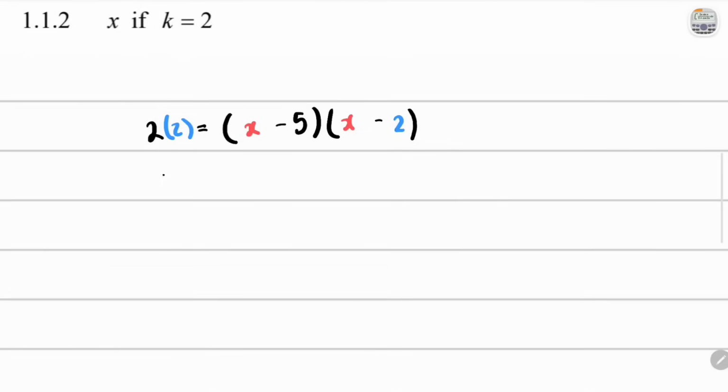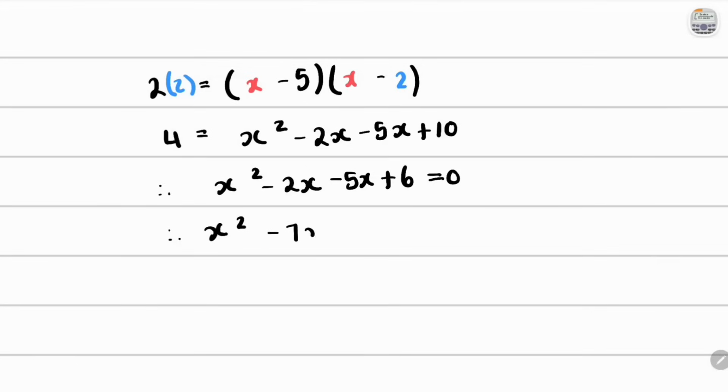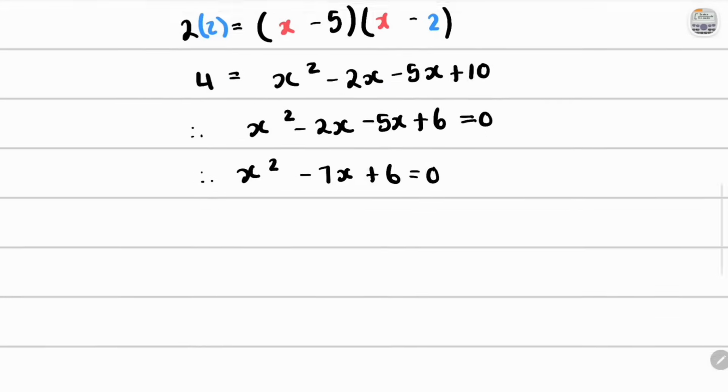So we have 4 on this side is equal to, and if you FOIL this out, this will be x squared, then -2x, and +10. Then we transpose that 4. So we have x squared, and then simplify: x² - 7x + 6 = 0.